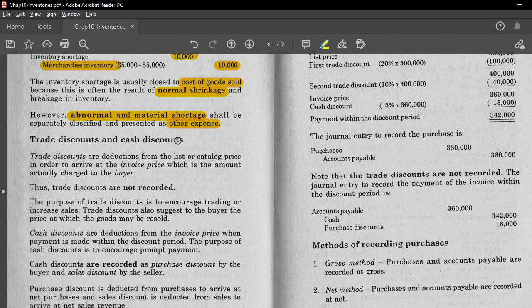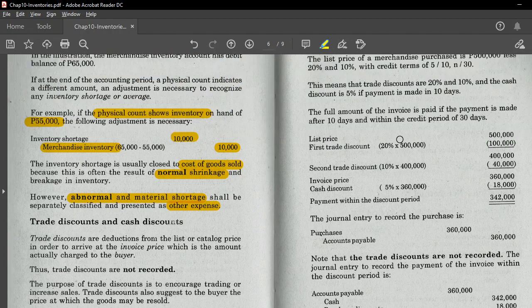But your cash discount, on the other hand, these are discounts given by the seller para mubayad og sayo si buyer. This is for prompt payment. So, kung mubayad kag sayo, or to be specific, kung mubayad ka within the discount period, na kay cash discount or sales discount or purchase discount. Sales discount on the side of the seller, of course, and purchase discount on the point of view of the buyer. And these cash discounts, purchase and sales discounts, are recordable, unlike trade discounts.